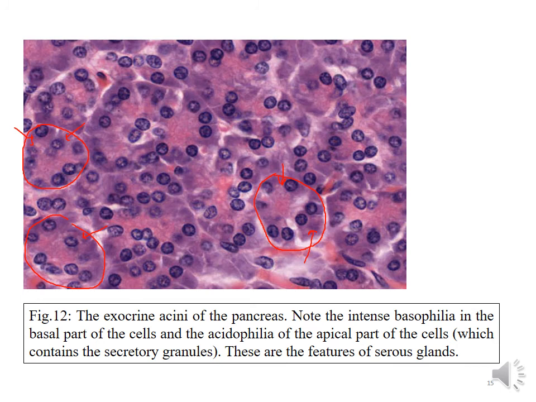Why? Because in this region here we have the nuclei and the rough endoplasmic reticulum, whereas the apical part of the serous cells, which happens to be the center of the acinus, contains the secretory granules. Secretory granules could be either light basophilic or even acidophilic, as can be seen here in the pancreas. So this is the exocrine acini of the pancreas.